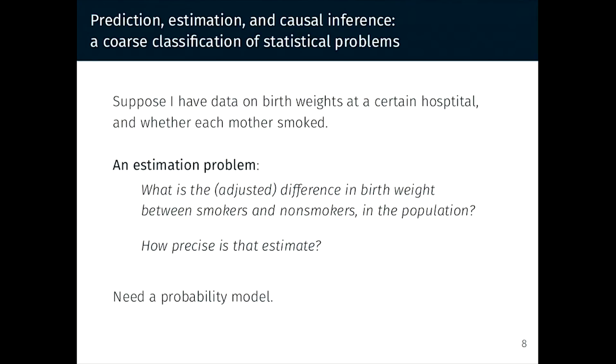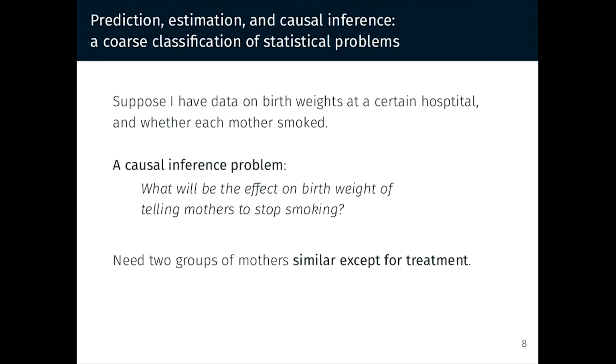But still harder, I claim, is a causal inference problem, which is, for example, what will be the effect on the birth weight of babies if I tell the mothers to stop smoking, if I tell the smokers to stop smoking? And as you start to think about this, you realize you just can't answer this from the data that you have, because you've never told a smoking mother to stop smoking. There are no mothers in your existing data set where you told them to stop smoking and saw what happened. So you just don't know what happens unless you go out there and tell mothers to stop smoking.